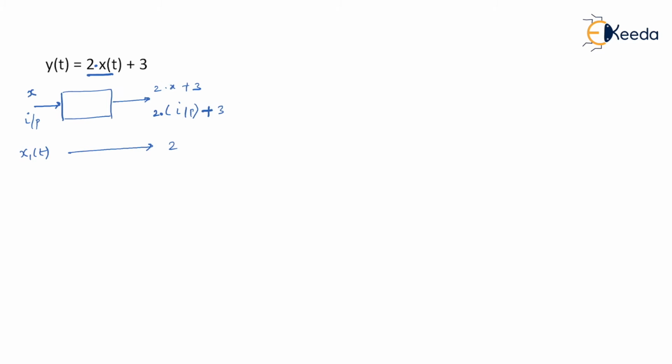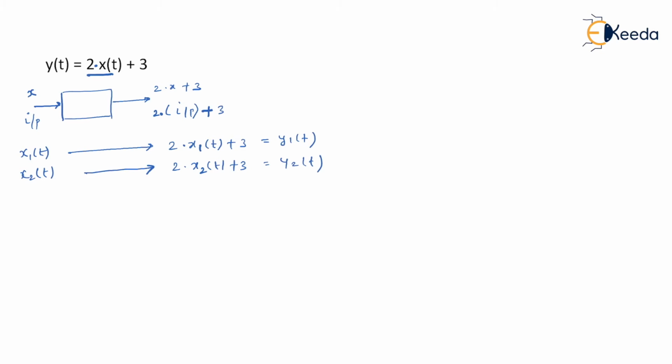Output will be simply twice of x1 of t plus 3, and let's say this is y1 of t. So y1 of t is the output just because you applied x1 of t as input. When you apply x2 of t input to the same system, output will be twice of x2 of t plus 3. Let's say this output is y2 of t.